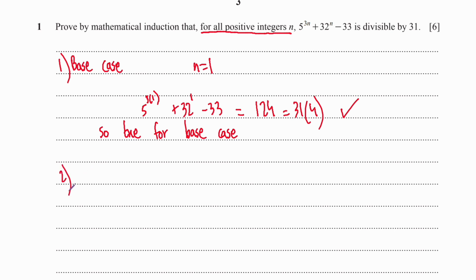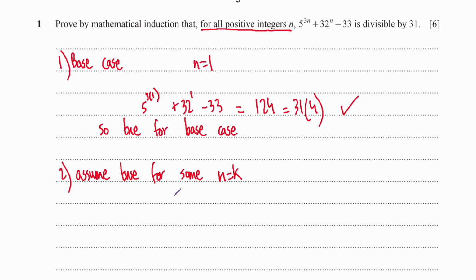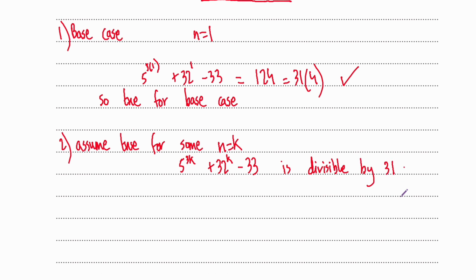Now we're going to show it's true for all positive integers n. But our second step was, remember, assume that it's true for some n equals k. You can make it any letter you want. You can make it f, t, whatever you want, so for n equals k. So we're going to assume that we can get on any random step that we want. So in this case, what we're saying is that 5 to the power 3k plus 32 to the power k minus 33 is divisible by 31. So this is our assumption. Okay, so we have to assume that this is true.